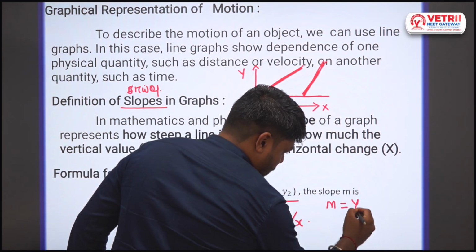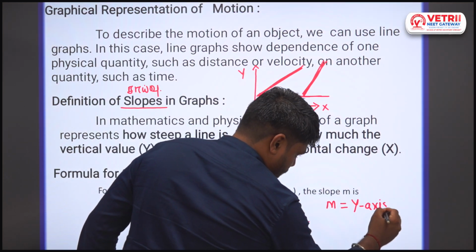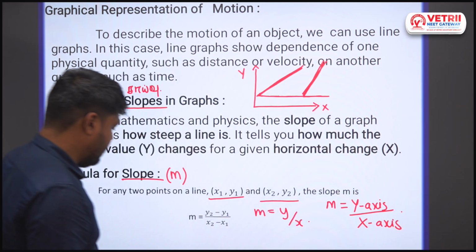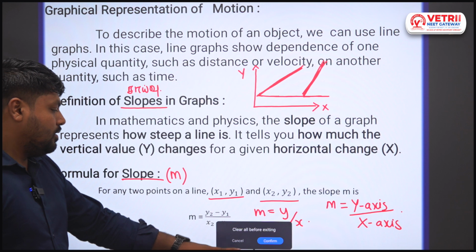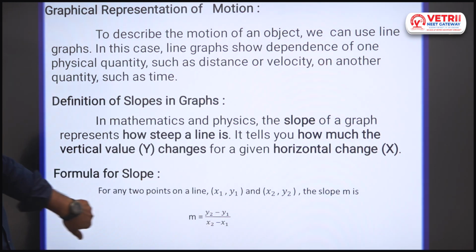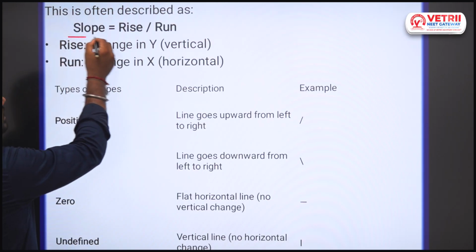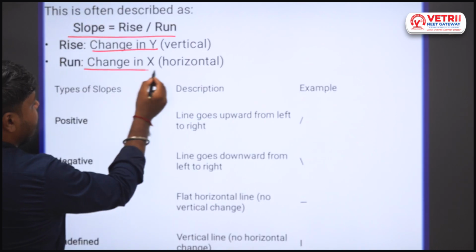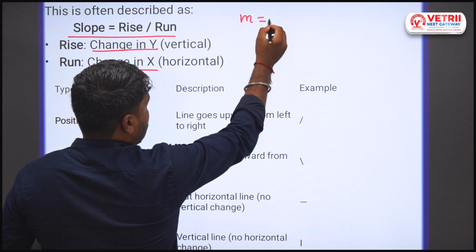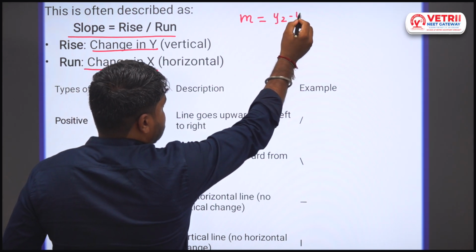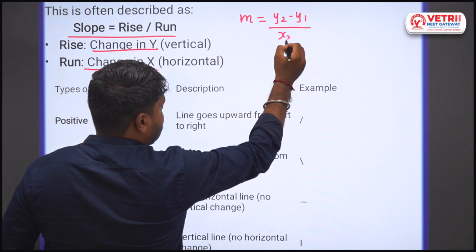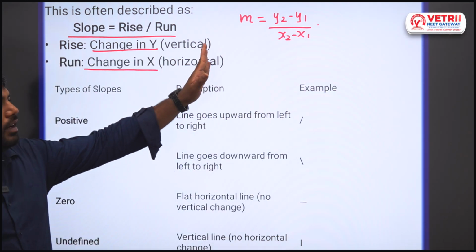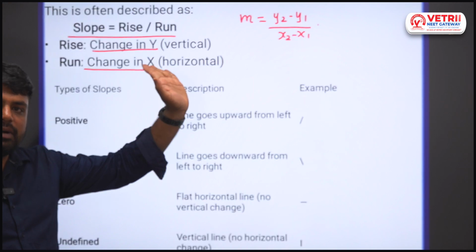Slope is equal to what? Y axis divided by x axis. I'll show you the diagram so you can easily understand. As I told you, slope is nothing but rise over run. Rise is the change in y and run is the change in x, so m is equal to y2 minus y1 over x2 minus x1. It tells you how steep or gentle it is.